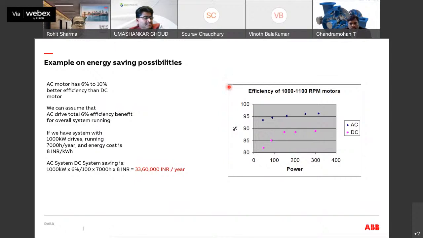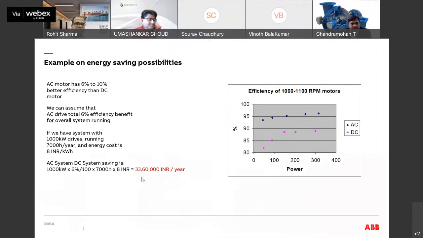Coming to the last point, if we use an AC motor and AC drive system on 1000 kilowatt motors, the saving is approximately 33 lakhs per year. In this way, the DC system and the AC system differ.